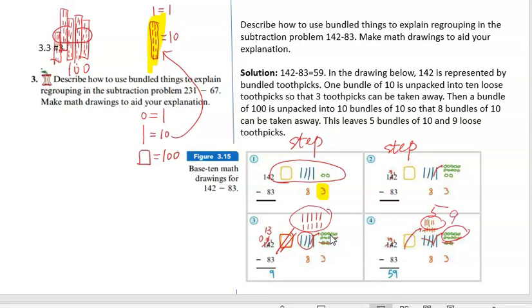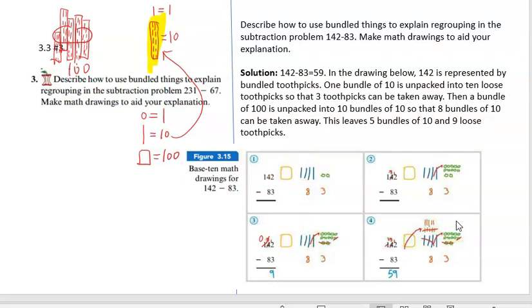That's why 59 here. Okay, so this process of using real objects to demonstrate the subtraction exactly shows the regrouping, how we break it apart and how we add them together so we can have enough to do subtraction.